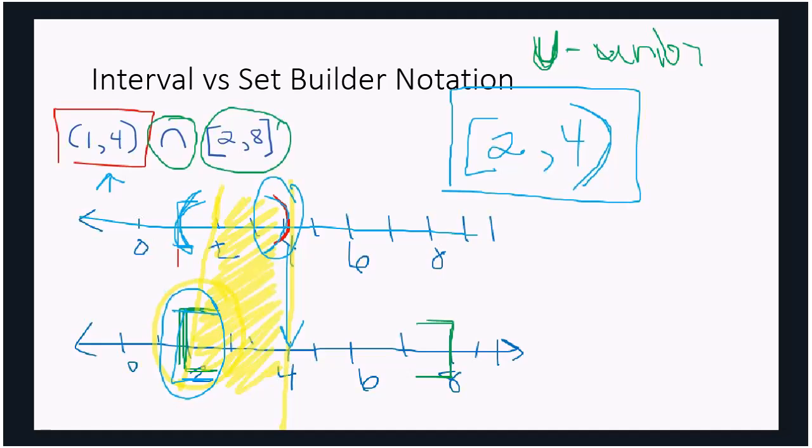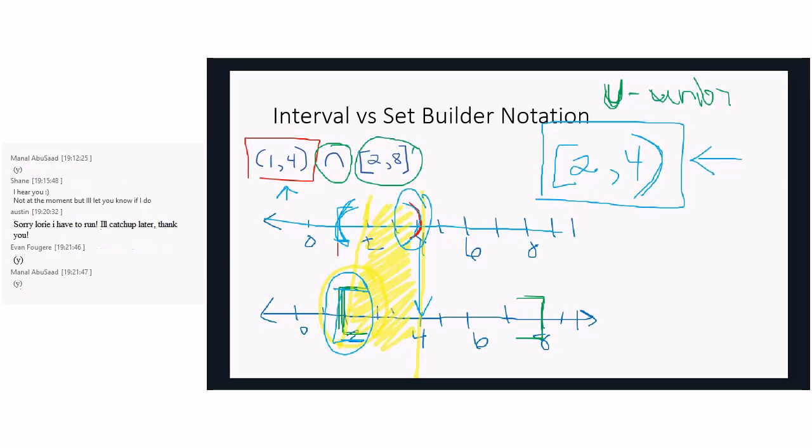Set builder notation takes a little bit longer to write. Does anybody have questions, though, before I move on to set builder notation, about the interval notation, where I get the square bracket and the round bracket? If you're okay, give me a thumbs up. If not, let me know with a question. But it sounds like everybody's okay so far. Perfect. Okay.